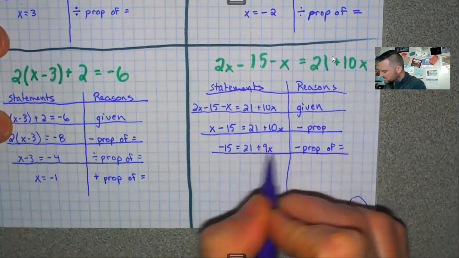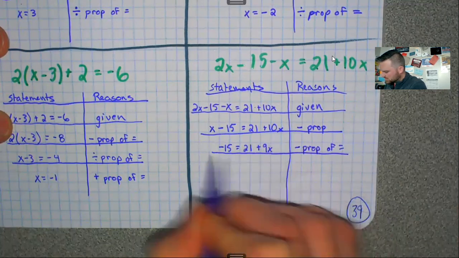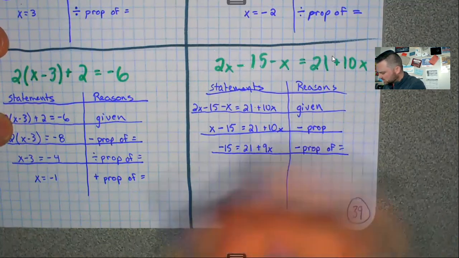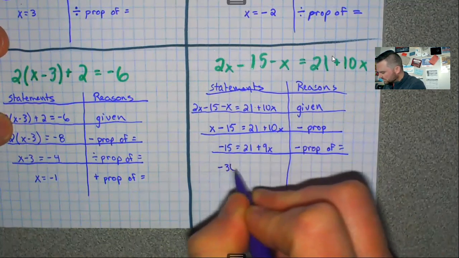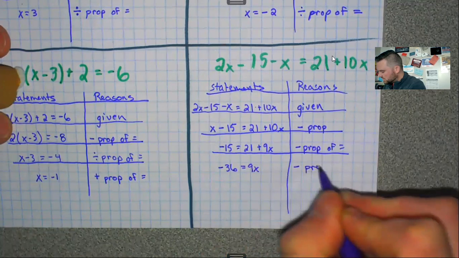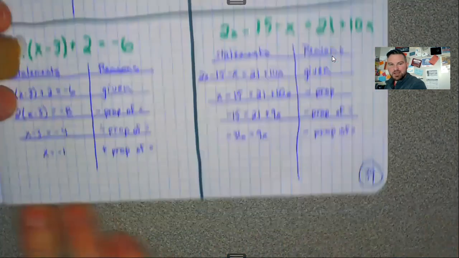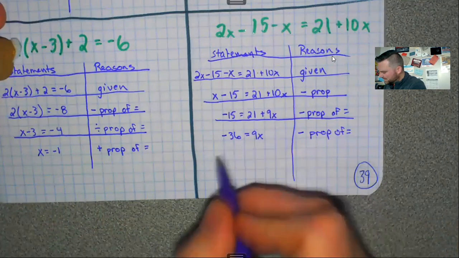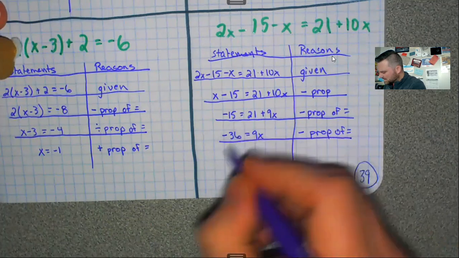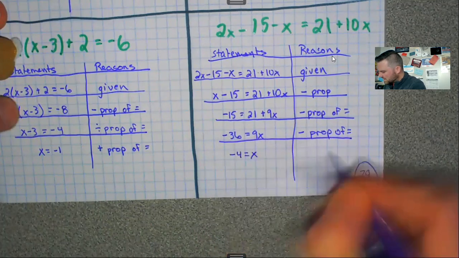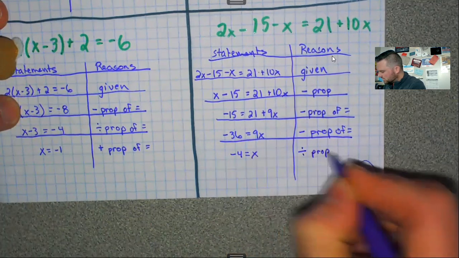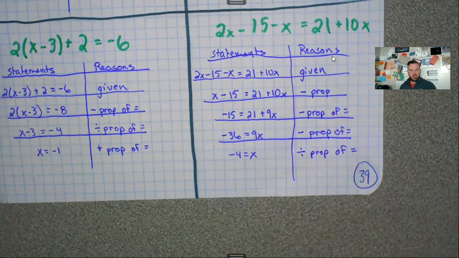Okay, if I move x to the right side, that means this 21 needs to go to the other side. So I'm going to subtract 21. And -15 - 21 is -36 = 9x. So again, subtraction property of equality. And to get x all alone here, I divide by 9. And -36 divided by 9 is -4 = x. And I divided on both sides, so that's the division property of equality. Okay, and we are done.